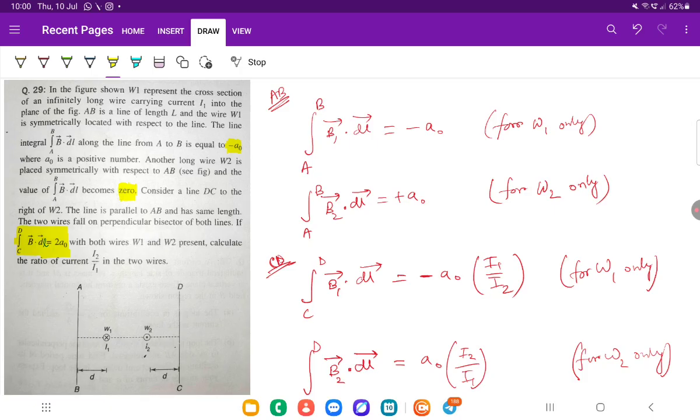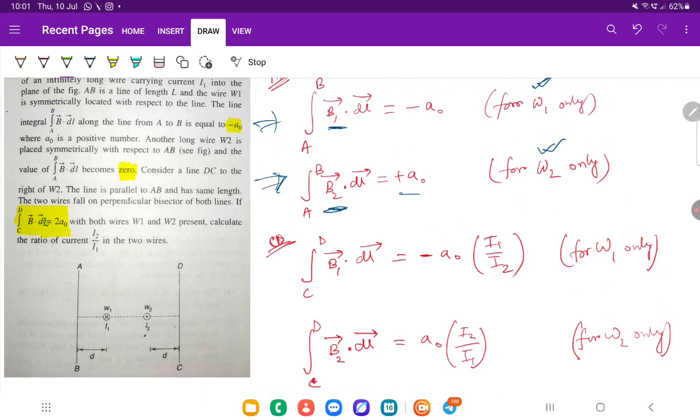So let's move on to the solution. These are the given data. I have just written them again. These are the two line integrals given: the integral of B1 dot dl is minus A naught, where B1 is the magnetic field due to W1 only, and the integral of B2 dot dl over A to B is plus A naught, where B2 is the magnetic field due to W2 only. So this is clear, I guess. And now with the help of these two data, I'll calculate the line integrals over C to D due to wire 1 only and wire 2 only separately. Now let me show you how.